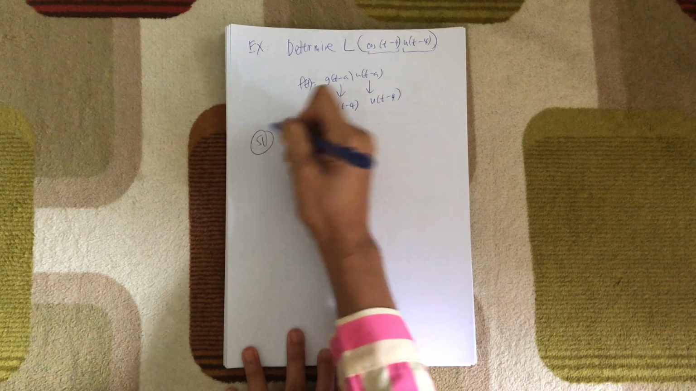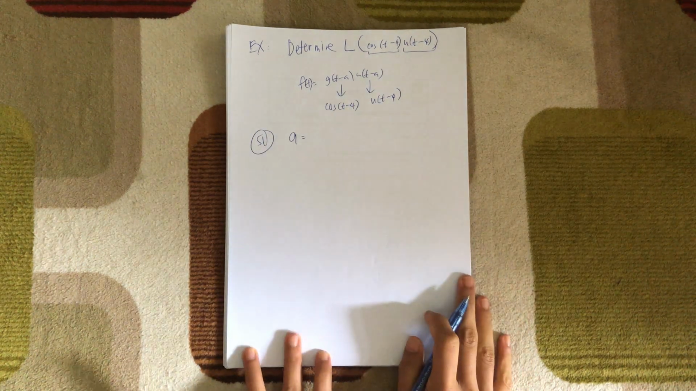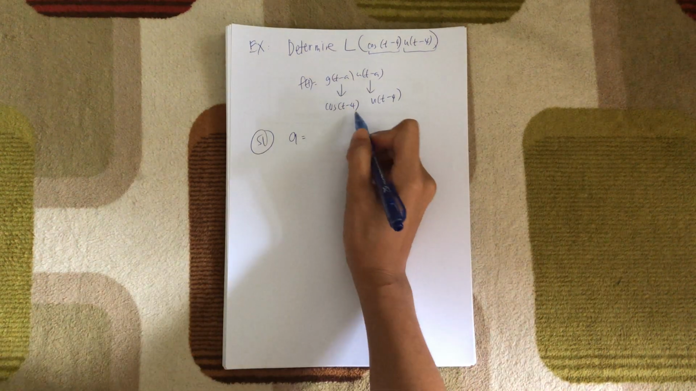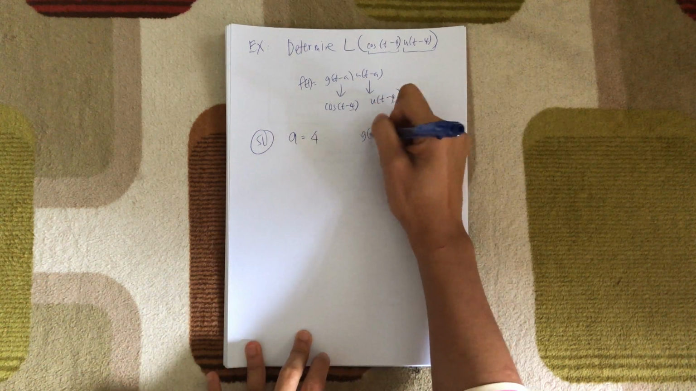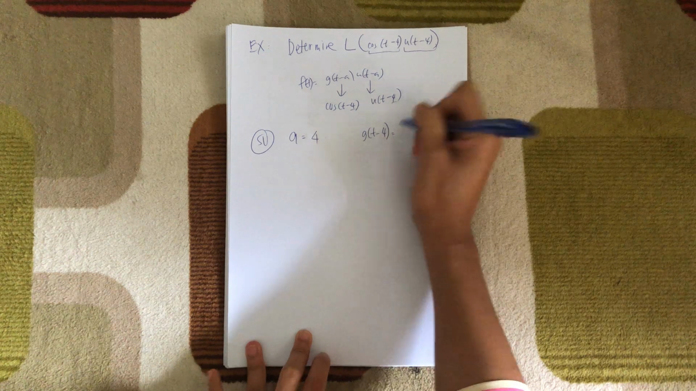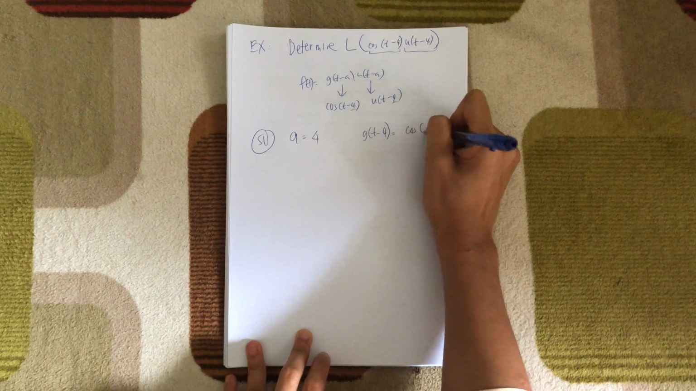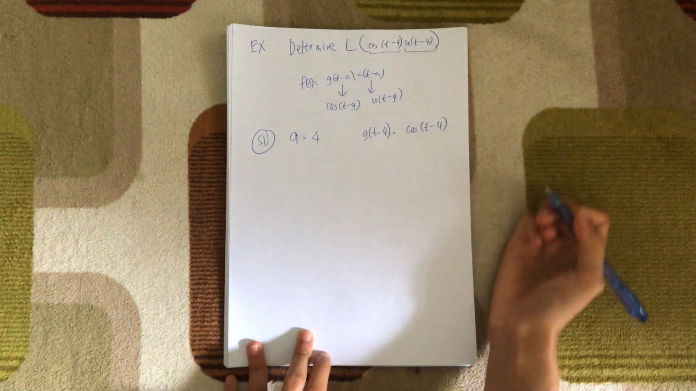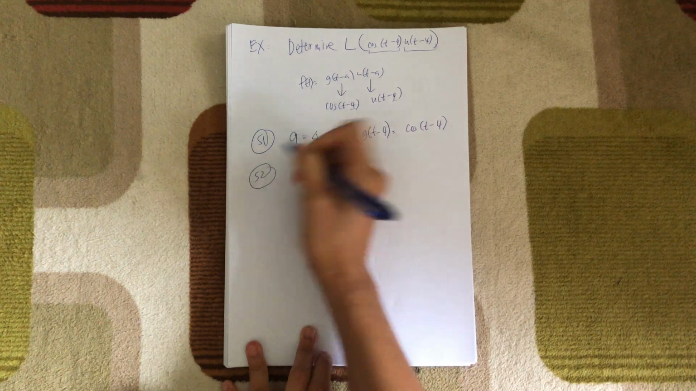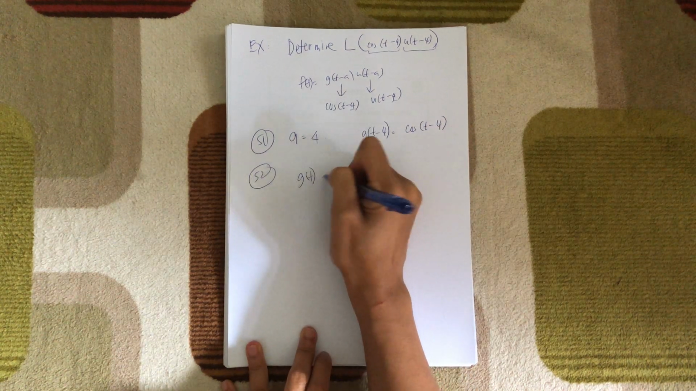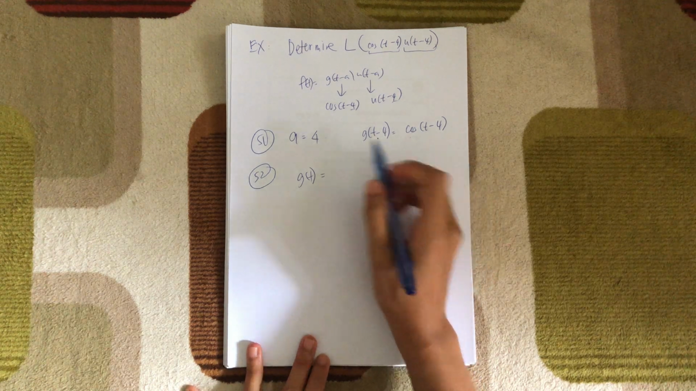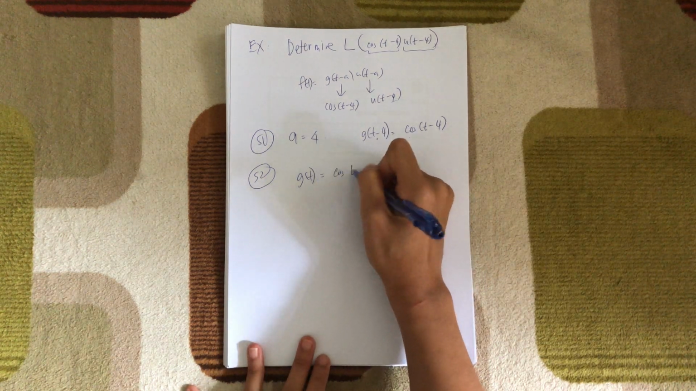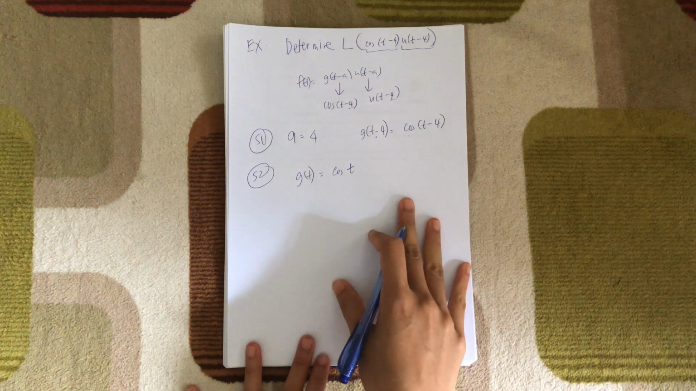Okay, step number 1, determine what is your a. So your a here is 4. What is your g(t-4) or g(t-a)? cos(t-4). Right, so step number 2, determine your g(t). If here t minus 4, you get cos(t-4), so g(t) means you just have cos t. Okay, just only cos t.